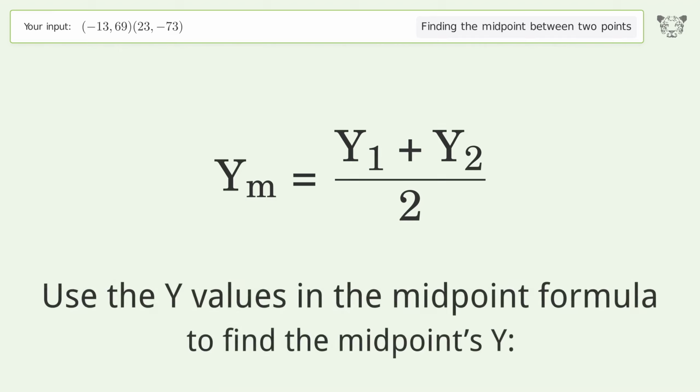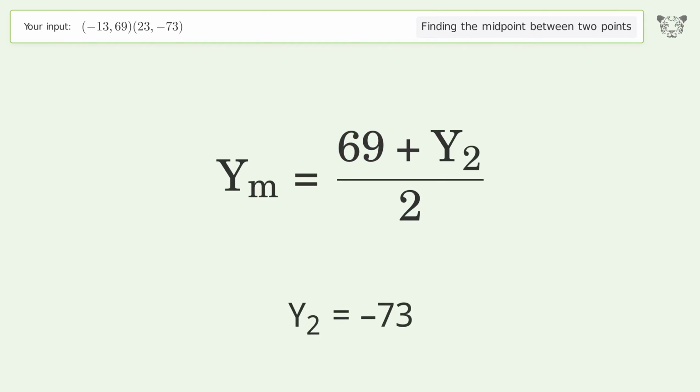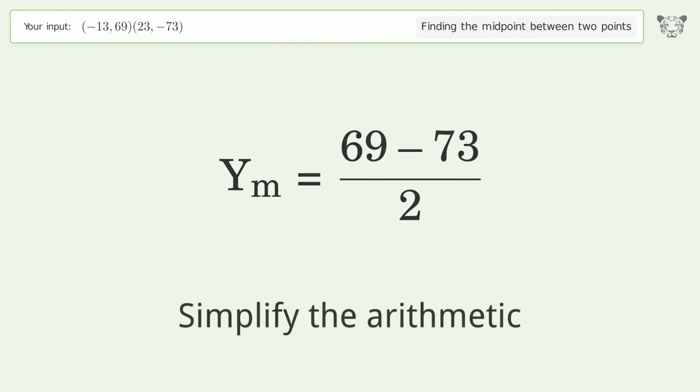Use the y values in the midpoint formula to find the midpoints y. y1 equals 69. y2 equals -73. Simplify the arithmetic.